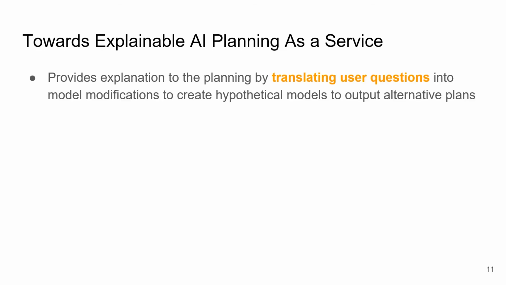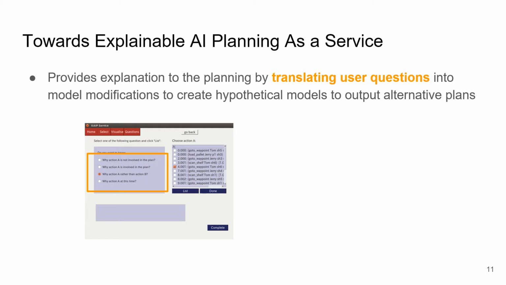The service allows the user to see the original plan, ask a formal question from the set of contrastive questions, for example, why an action is not involved in a plan or why an action A rather than action B. So the user does this either by using a simple console interface or a set of forms for filling in the necessary details of the question.